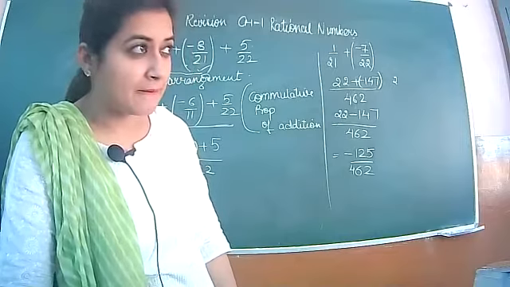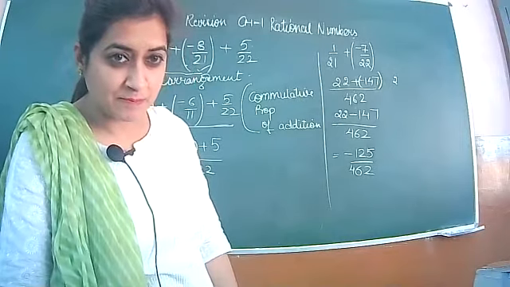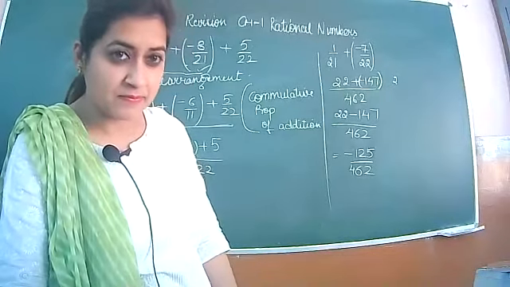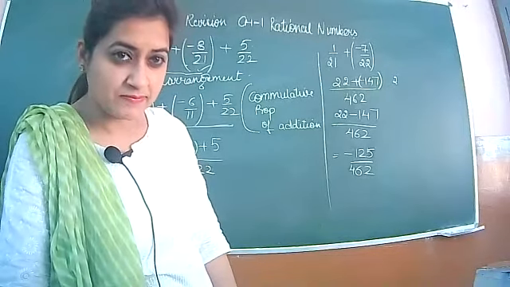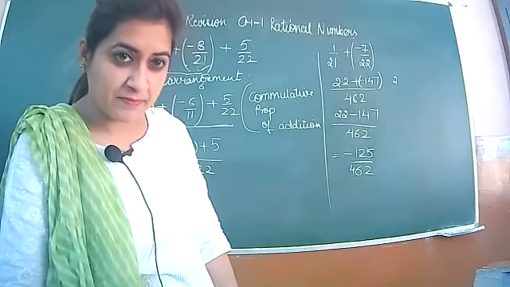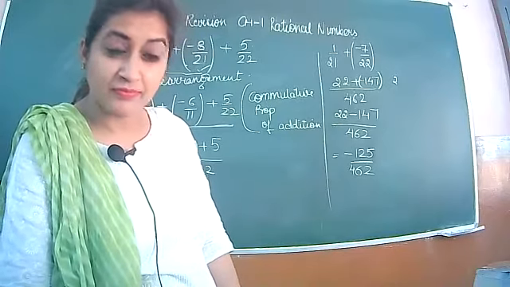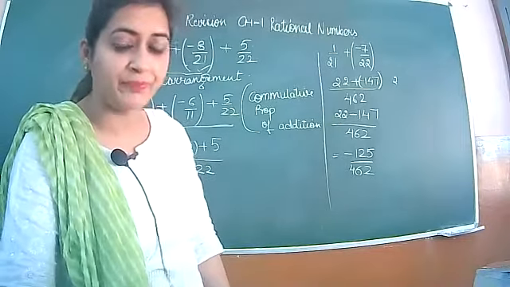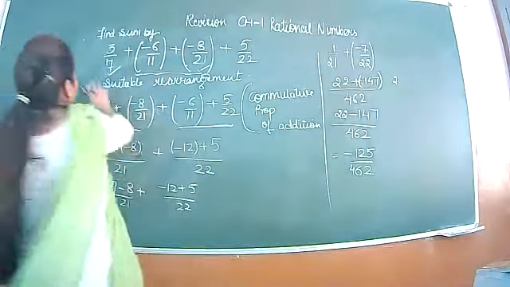Yes, ma'am. Ma'am, A over B multiplied by C by D plus E by F, is equal to A over B multiplied by C by D and plus A over B multiplied by E by F. Ma'am, yes.